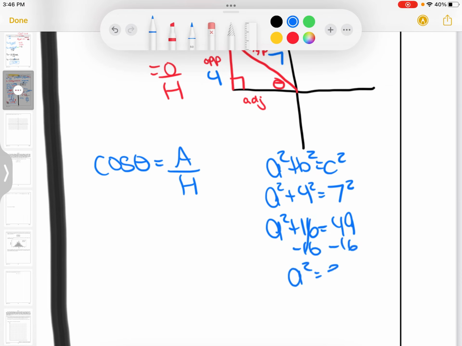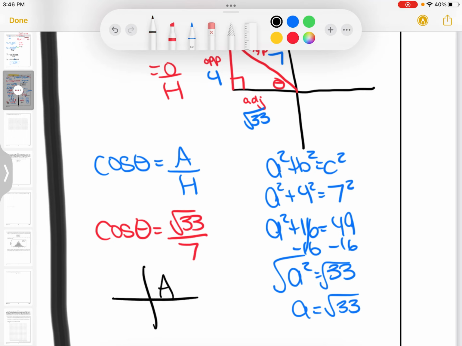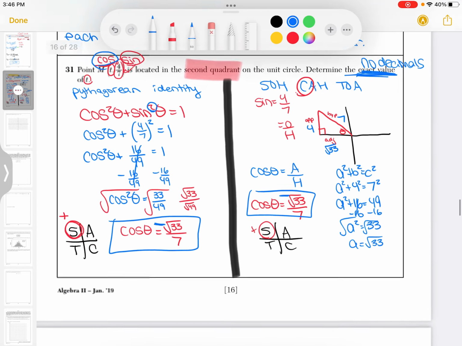I get a squared equals 33. And then when I square root that, I get that a is equal to the square root of 33. So that means my adjacent side is the square root of 33. Now that I know my adjacent, I can plug that in. I get the cosine of theta equals, my adjacent is the square root of 33 over my hypotenuse, which is 7. And then once again, in quadrant 2, sine is positive. And I was finding cosine, so that means my answer is negative.